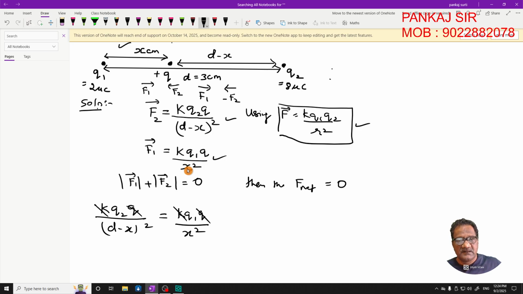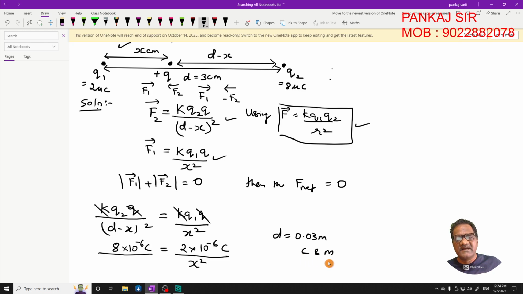Now this Q1 charge is 2 microcoulomb, so can I write 2 into 10 is to minus 6 upon x square? x will be unknown. I'll write this Q2, which is given as 8 microcoulomb, very nicely as 8 into 10 is to minus 6 divided by D minus x the whole square. D is given in centimeters, 3 centimeters will be equal to 0.03 meters. I am doing everything in coulombs and meters. I have to take charge in coulomb in the SI system, right?